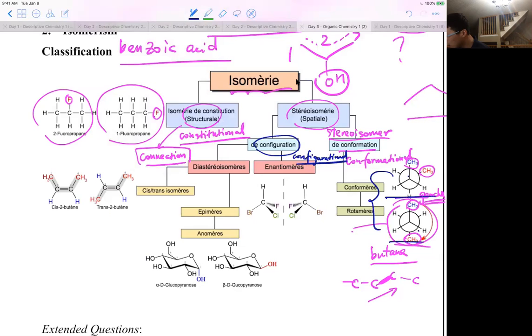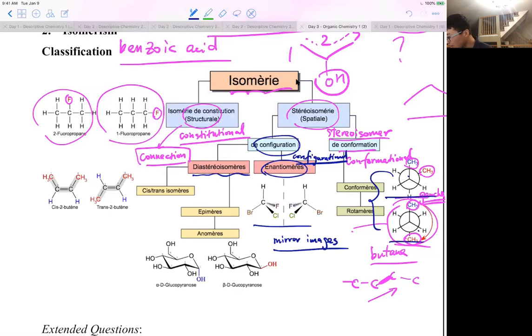And then there are two categories. One is called enantiomer. Enantiomer means the molecule is chiral, and the two molecules are mirror images. Another one is called diastereomer. Diastereomer means they are stereoisomers, but they are not enantiomers. One more time: diastereomer means they are stereoisomers, but they are not enantiomers.